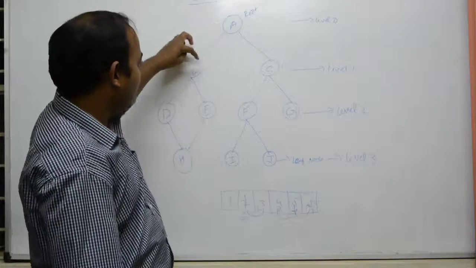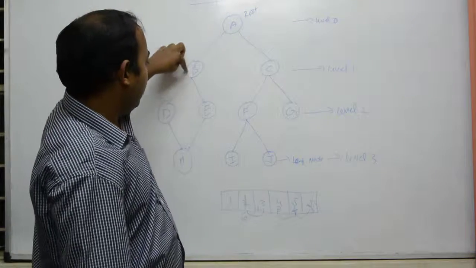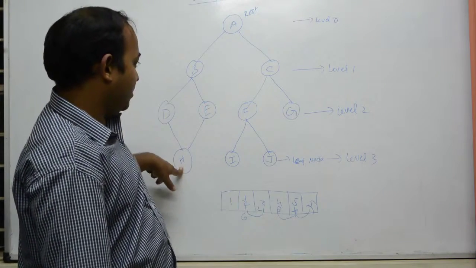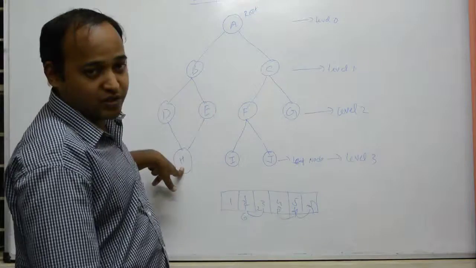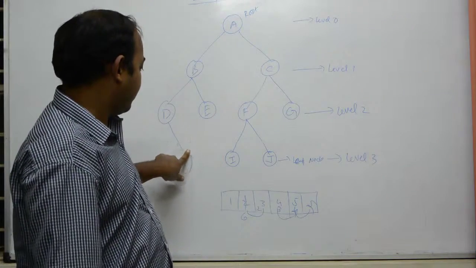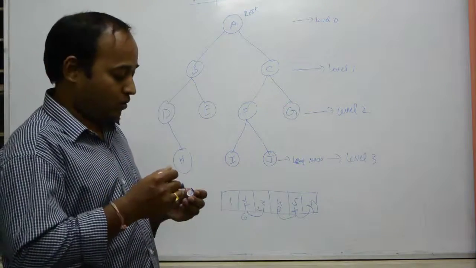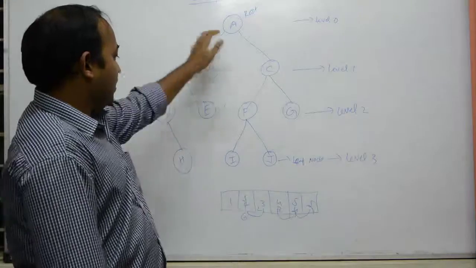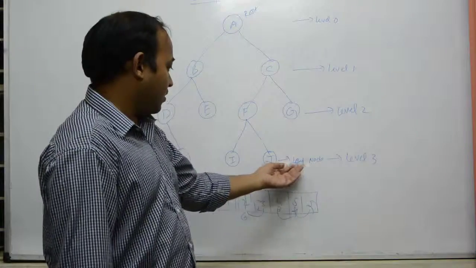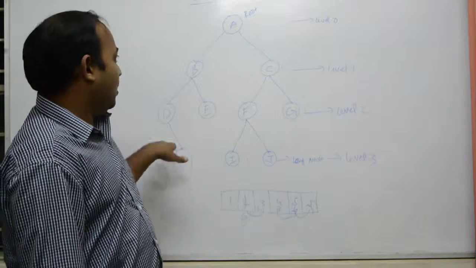See here, to go to node H: A, B, D and H. Otherwise A, B, E and H. Two paths are there. This is not a tree. So there should be only one path between the root node and any other node. And the ones below are all leaf nodes. Leaf nodes have no children.